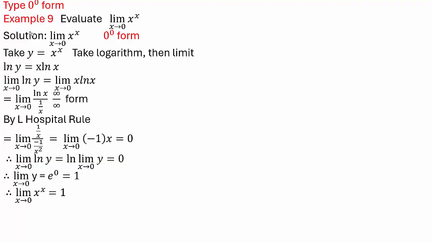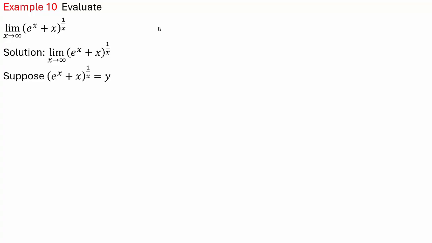And that is nothing but limit x tends to 0 of x raised to x equals 1. Hence, the answer of this problem is 1. Example 10. Evaluate limit x tends to infinity of e raised to x plus x, whole raised to 1 by x. Consider limit x tends to infinity of e raised to x plus x, raised to 1 by x.